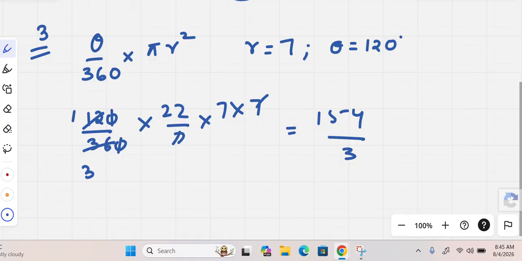Is it there? Ma'am, it's coming in mixed fraction. Yeah, yeah. So option D. Option D is the answer for third one. If you convert it into mixed, you will get the answer.